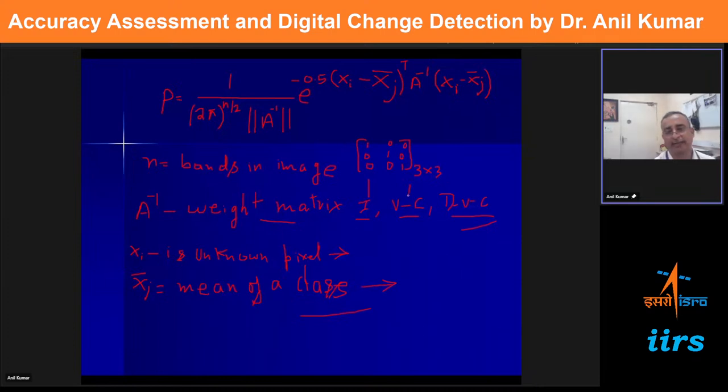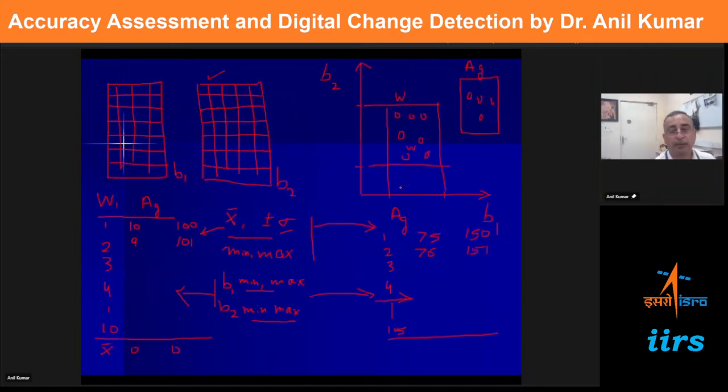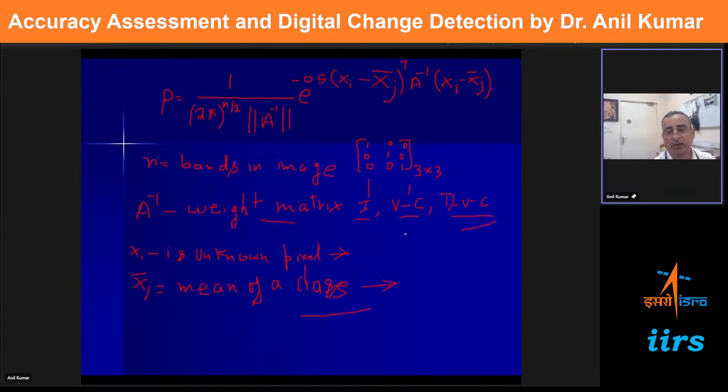If you are taking variance covariance, again it will be 3 by 3 if my image is 3-dimensional, with 3 bands. The variance covariance we can get from the training data. In my previous lecture, I have written the formula for how to do it in detail. I'm not covering it here. From the training data of each class, we can get the variance covariance matrix of each class.